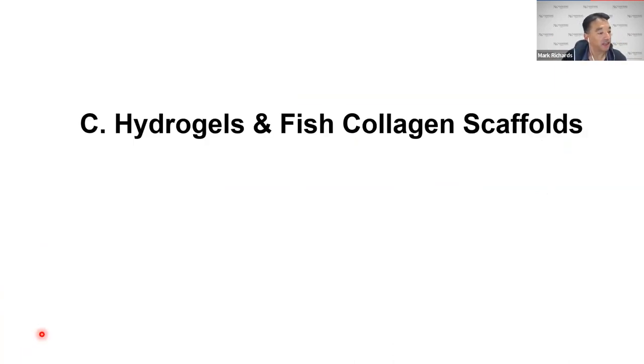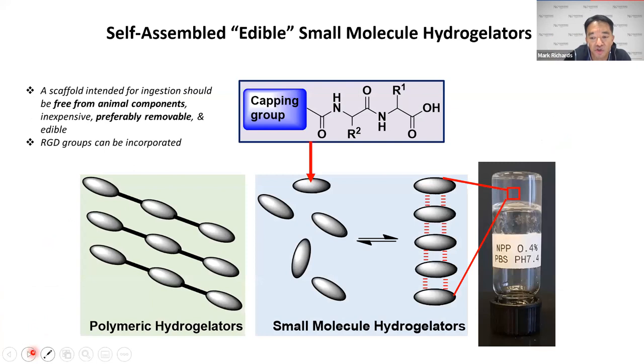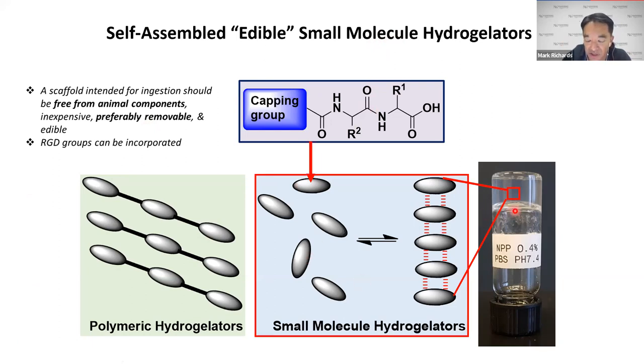So moving on to the last part of my presentation, and that is on hydrogels and fish collagen scaffolds. So for our hydrogel work, the motivations are essentially to show proof of developing a hydrogel which can self-assemble, which is preferably also removable from the cell mass, and which is non-toxic, edible in nature. So we looked at small peptide molecules or dipeptide molecules which can self-assemble to give a hydrogel matrix.